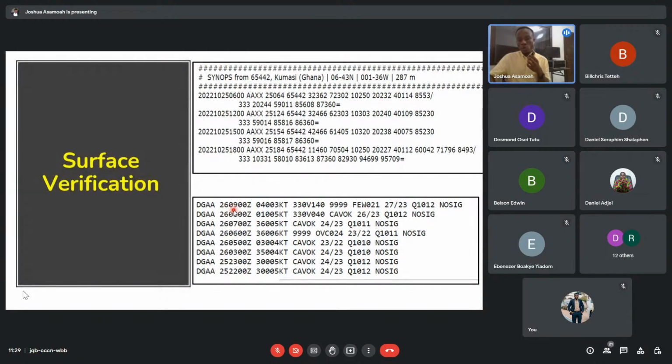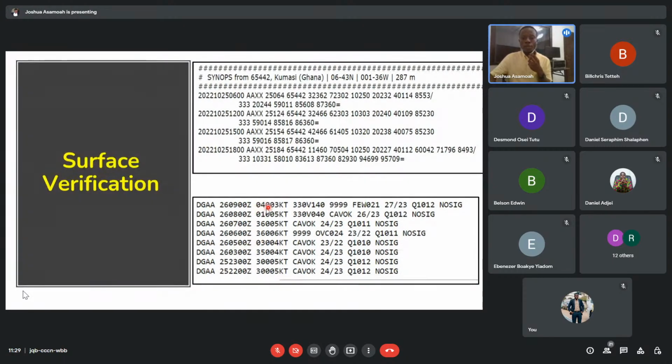And then 0900 is the time that the report was made. So 9 a.m. This is UTC. Zulu is the same as UTC. So 0900 Zulu is 0900 UTC or 9 a.m. 0500 Zulu means 0500 UTC or 5 a.m.